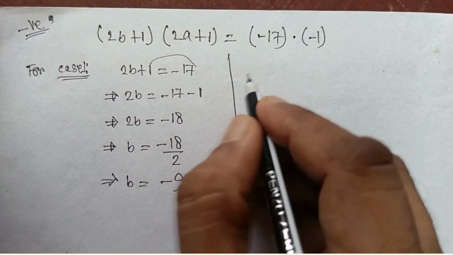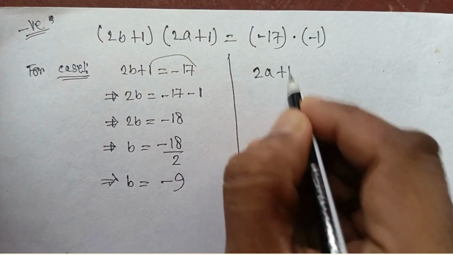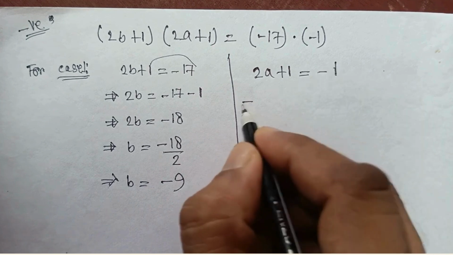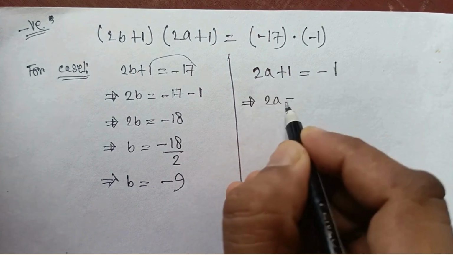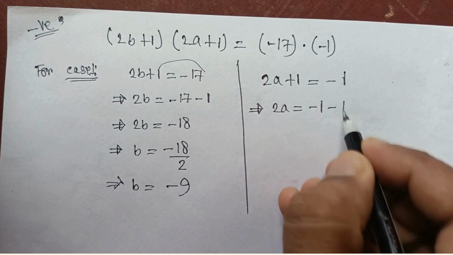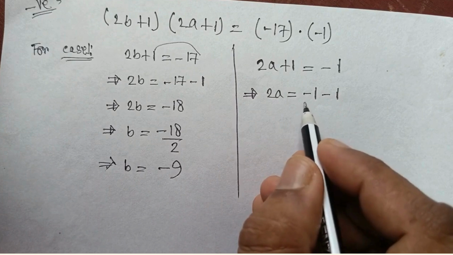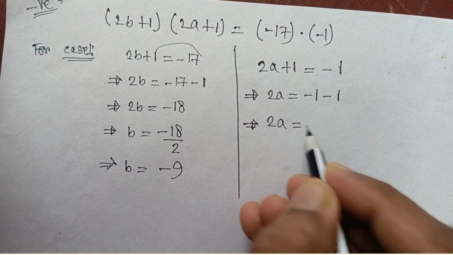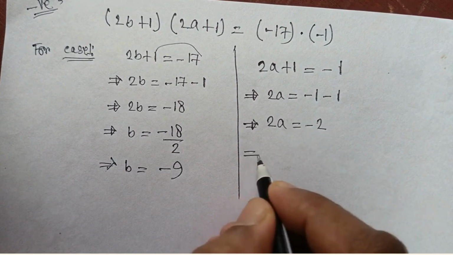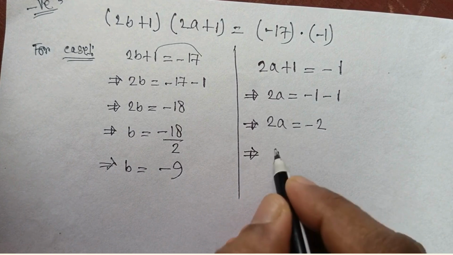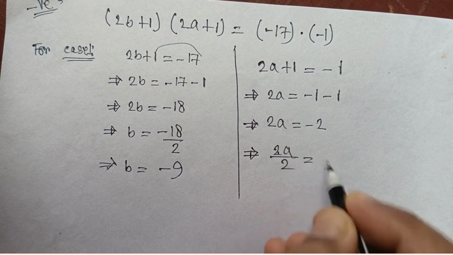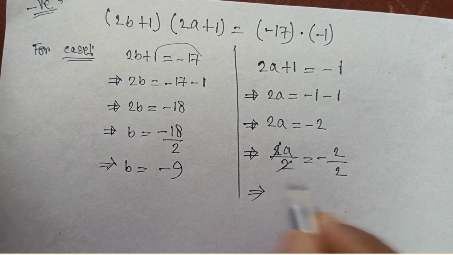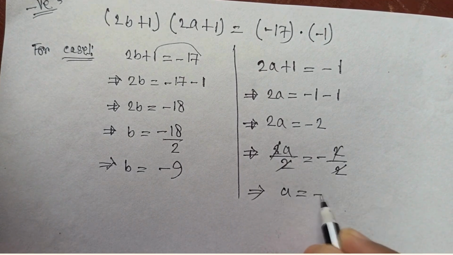And similarly 2a + 1 will be minus 1. Then if we move the 1 to the right hand side, it will be -1 - 1, that will be 2a = -2, and if we divide both sides by 2, then the 2 cancels out, and a = -1.